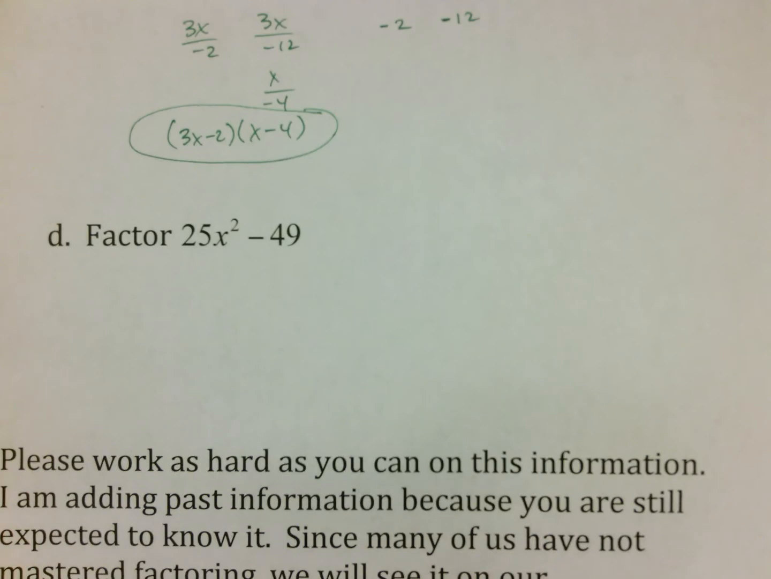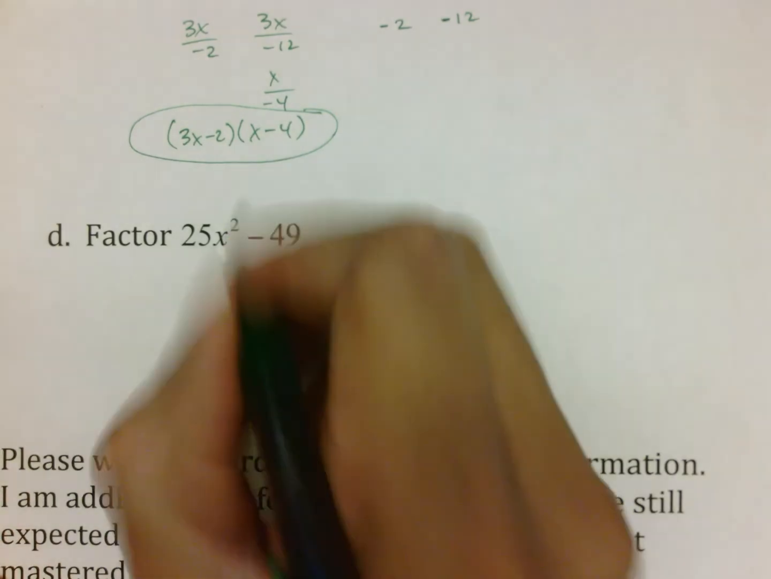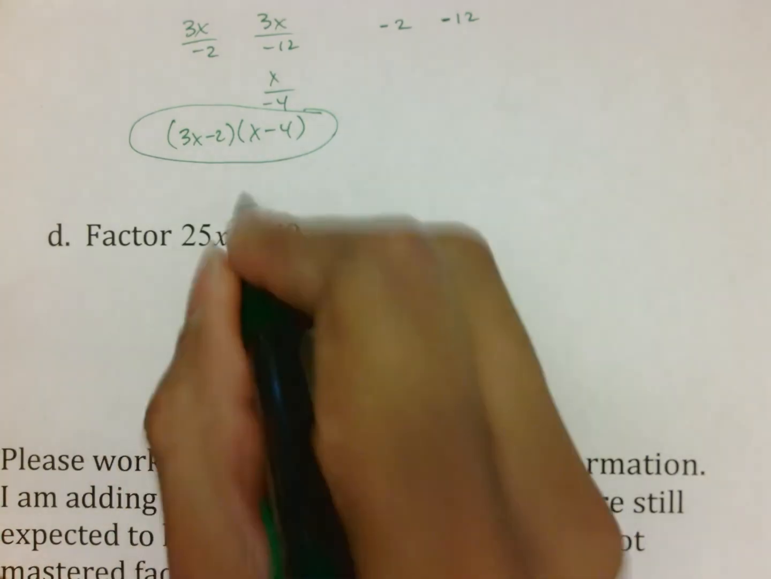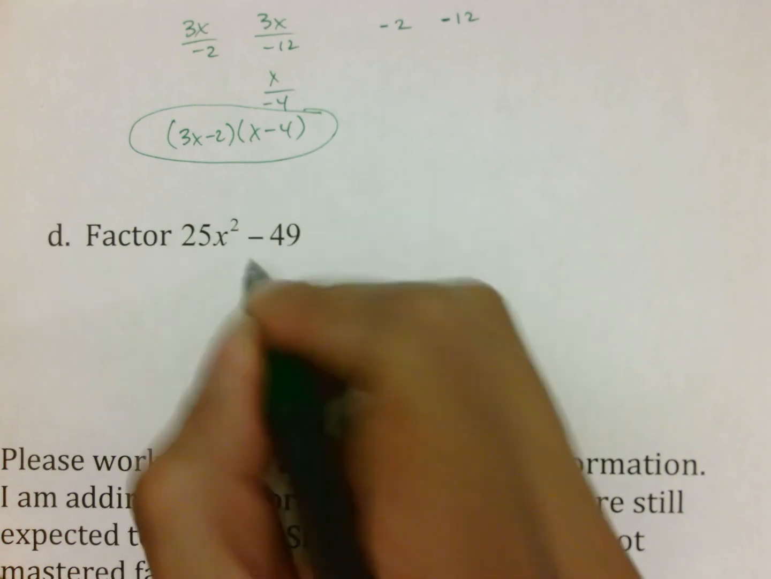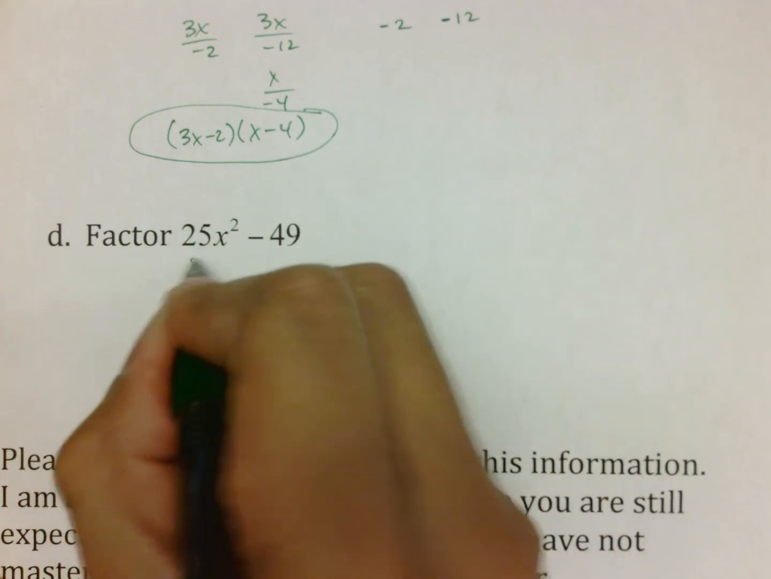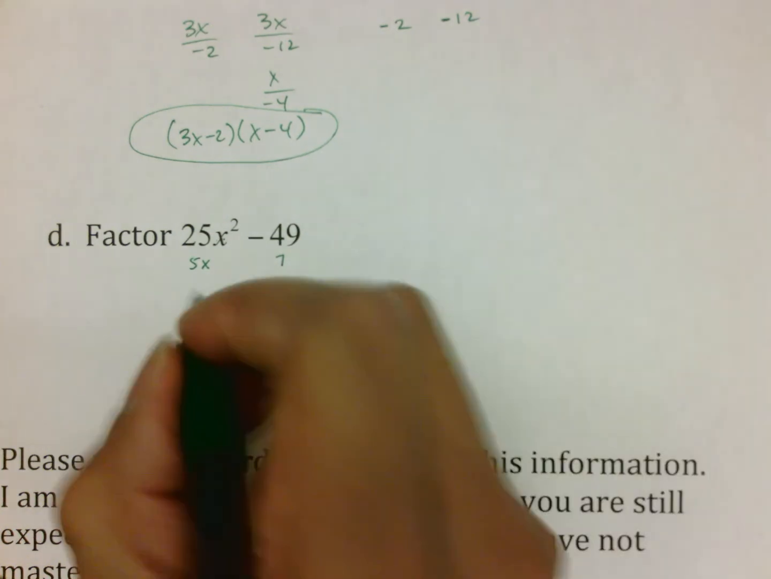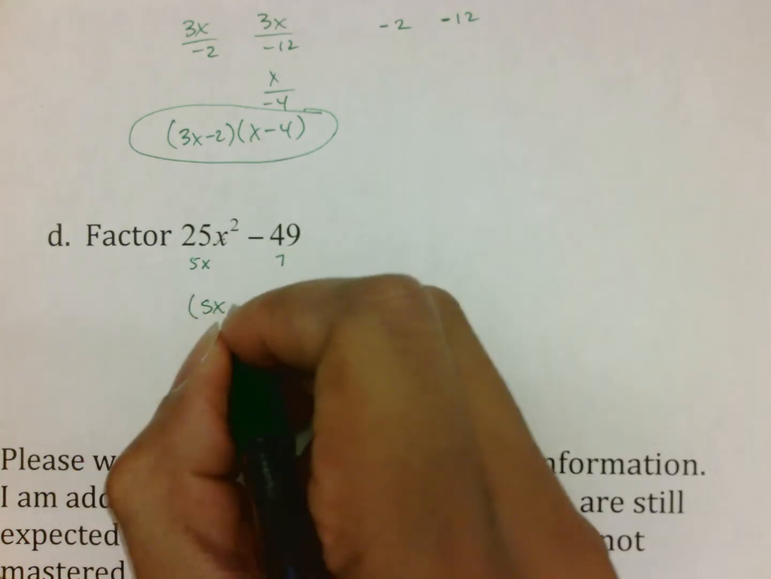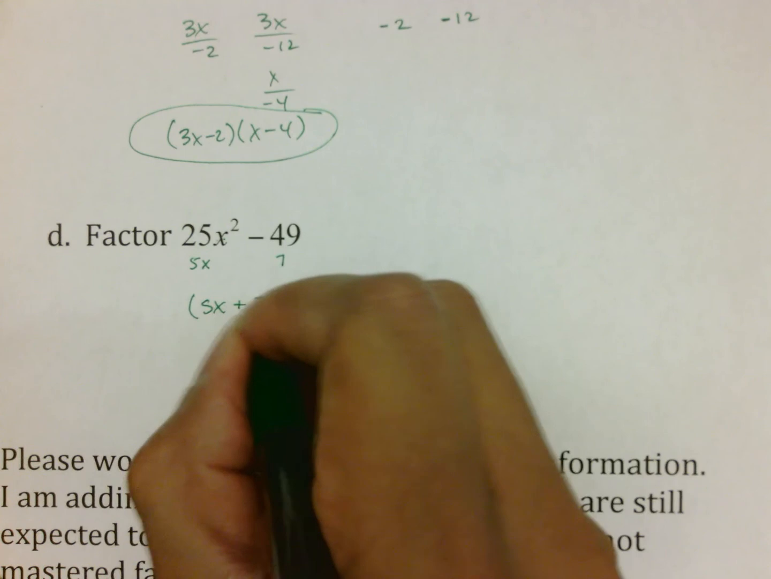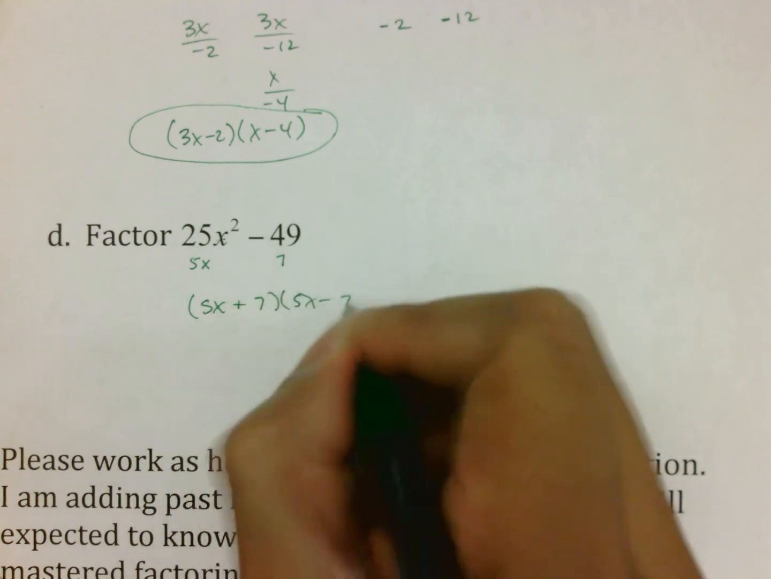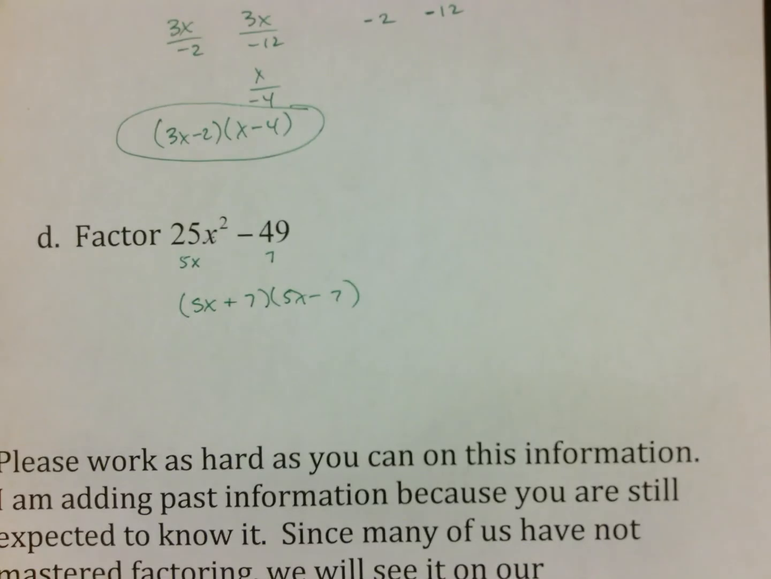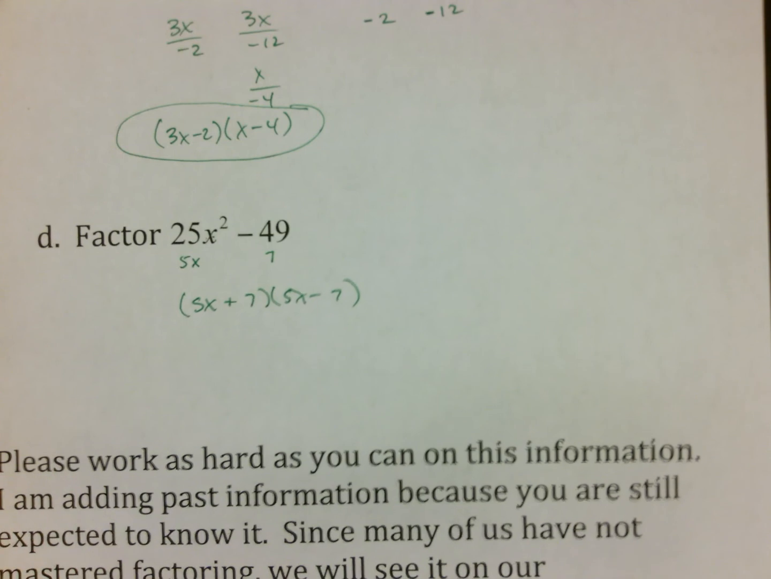The third one is the one where there is no middle number. And what we have to do now is, with no middle number, we look and we say, well, this number is 5 times 5. That is x times x. That is 7 times 7. And so because of that, because everything is perfect, we put 5x plus 7, 5x minus 7. Those are the three types of factoring that you need to understand what's going on.